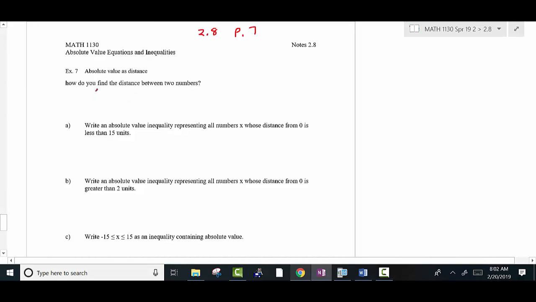It's real simple. If you wanted to find the distance between two numbers, you just subtract the numbers, right? And if you do 7 minus 4, of course, those are 3 units apart. If you did it backwards, 4 minus 7, you get negative 3. Well, we don't want negative distances. So the way you find the distance between two numbers is you subtract and take the absolute value. That way you're guaranteed to get a positive answer.